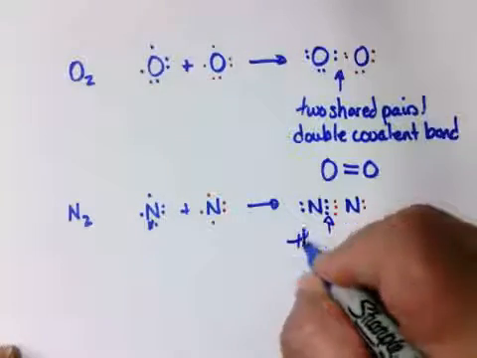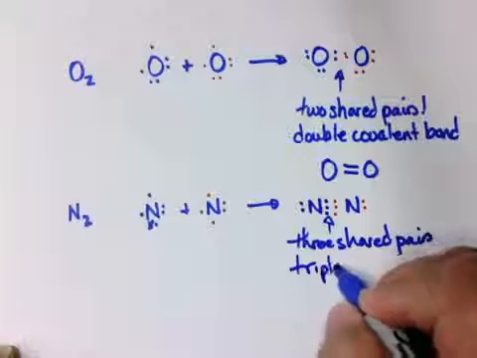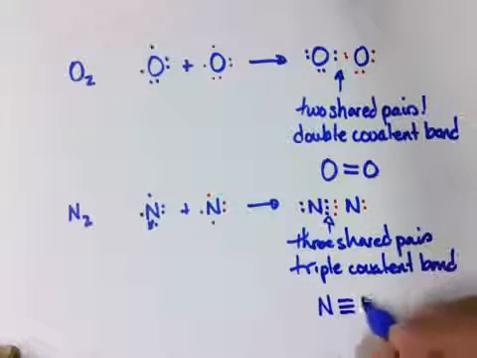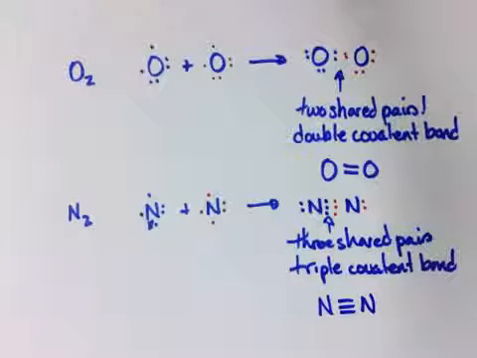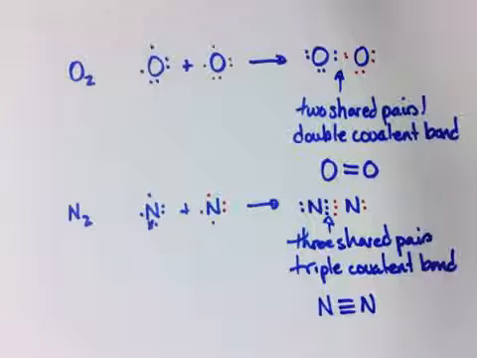And so now we have 3 shared pairs, and this is what's known as a triple covalent bond, and it's represented by 3 lines. Now you might ask, so we have single, double, triple covalent bonds. Is it possible to form a quadruple covalent bond? It's not. This bond, the triple covalent bond, is very unstable.